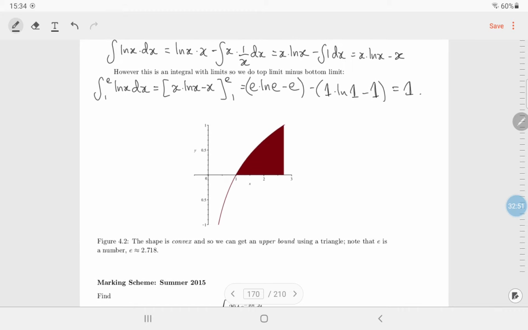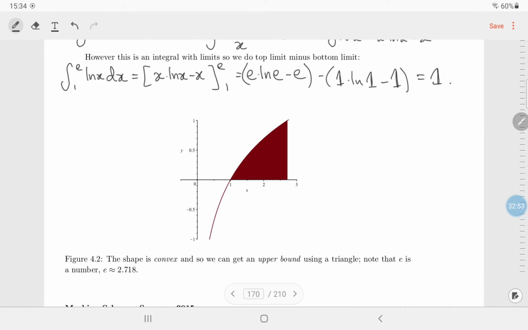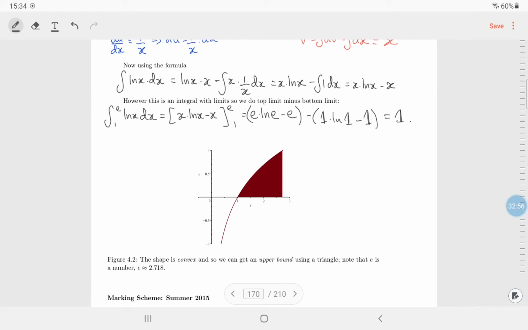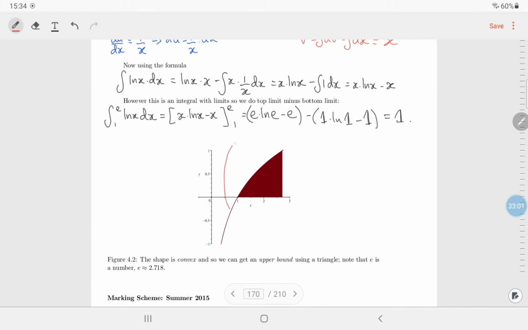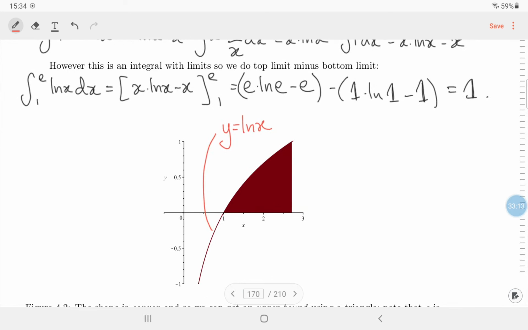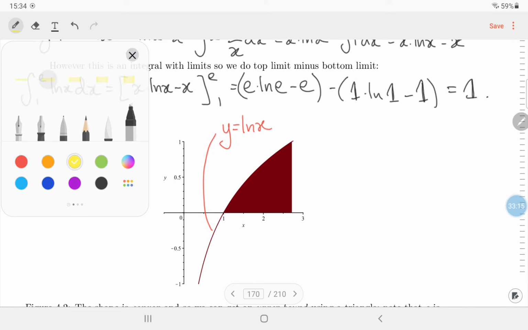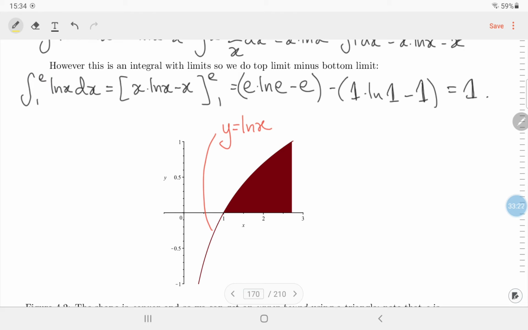Now, this is the graph of y equal to log of x. And we've integrated from 1 to e. The function is positive there, so we found the area under the curve. What we can actually do is approximate the area using a triangle. Now, looking at it, the triangle's area should probably be slightly smaller than what we get.